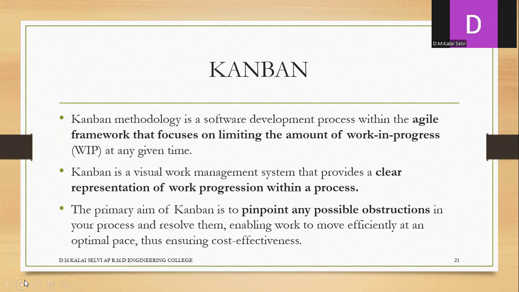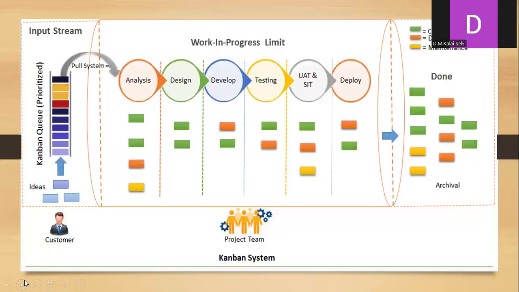It clearly represents work progression within the process. The primary aim of Kanban is to pinpoint any possible obstruction in your process and also to resolve them, enabling work to move efficiently at an optimal pace. This will be the overall progress of the Kanban system.